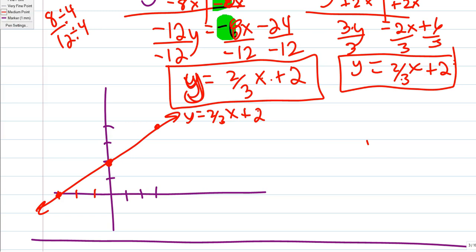Our second line has a y-intercept. And just to keep things interesting, I will do this one in purple. It has a y-intercept of 2 and a slope of up 2 over 3. I could also go down 2 and back 3. I'm going to draw my second line. And that is y equals 2/3 x plus 2.